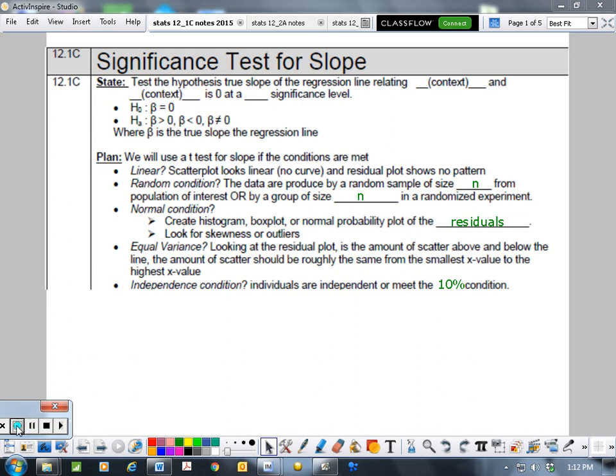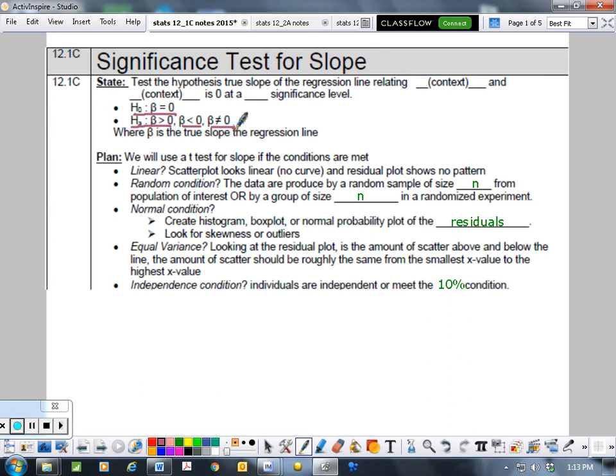So we're going to test the hypothesis that the true slope of the regression line relating blank and blank is 0 at a blank significance level. Our null hypothesis is always going to be that the slope is 0, and our alternative hypothesis would be that it is greater than 0, less than 0, or not equal to 0. Typically we decide based on what relationship we want to see. Does one increase make the other one increase, or does one increase make the other one decrease?